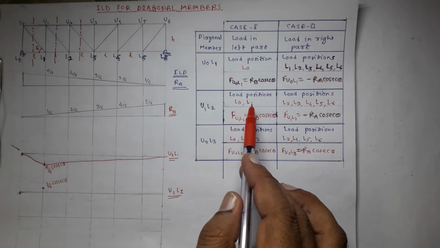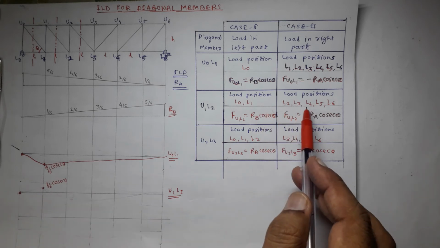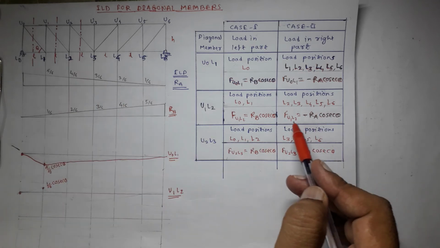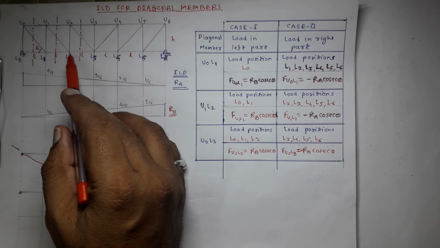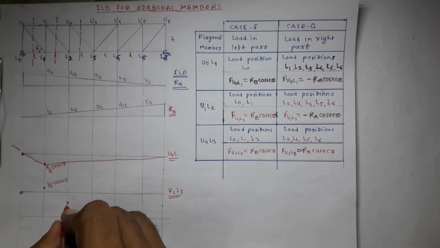Now, these are the two load positions. So both the positions are over. I will have to move to the right part. The next load position is L2. But at L2, the value of FU1 L2 is given as minus RA cosec of theta. Now for this load position, RA is 4 by 6. So it will be minus 4 by 6 cosec of theta.